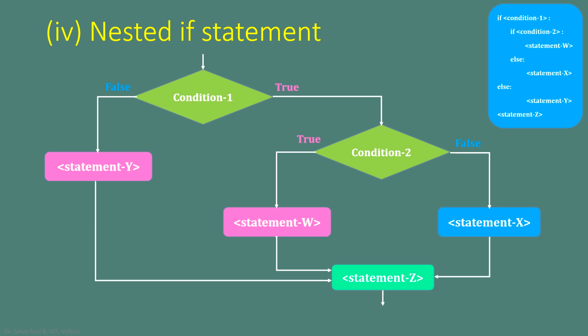After executing statement X or statement W, the interpreter will be coming out of the inner if and it will be coming to statement Z, which follows the if statement. What happens if the initial condition itself is false? If condition 1 is false, the interpreter will be coming to the else block where we have statement Y to be executed. And after executing statement Y, the control will be transferred to statement Z, which follows the if statement.